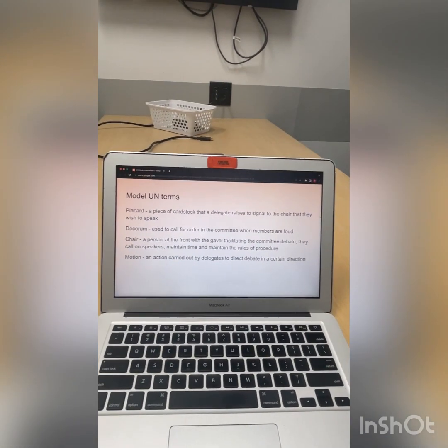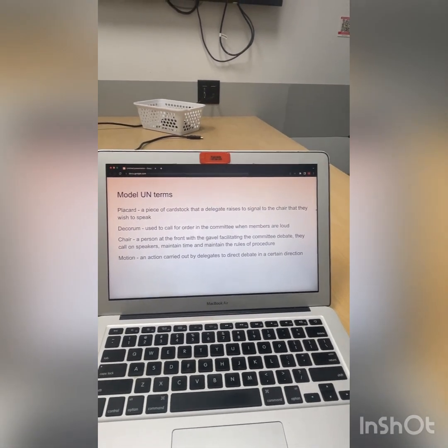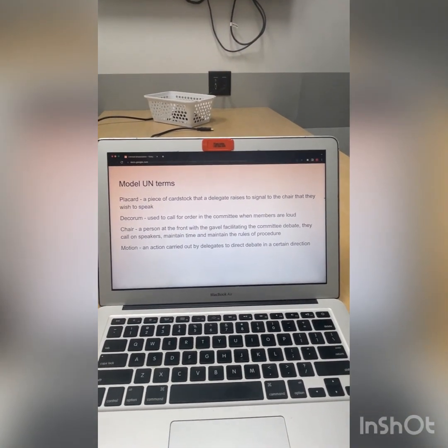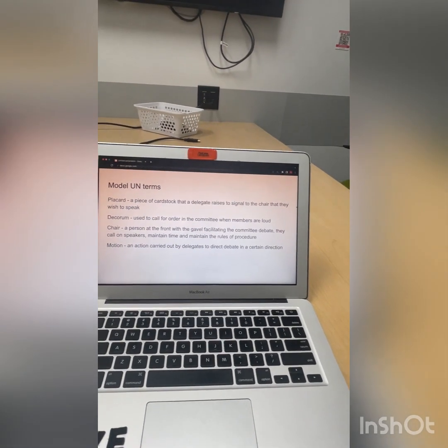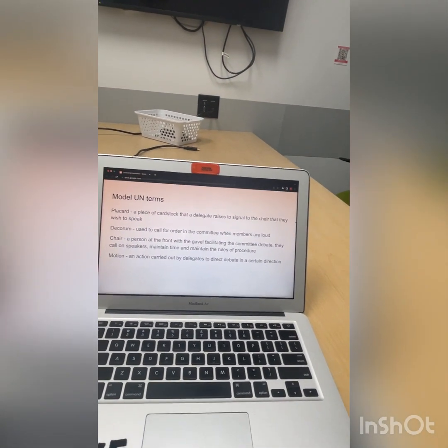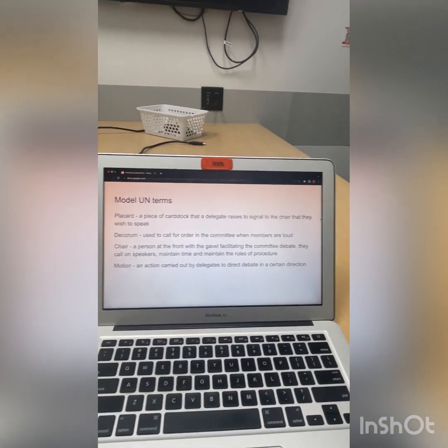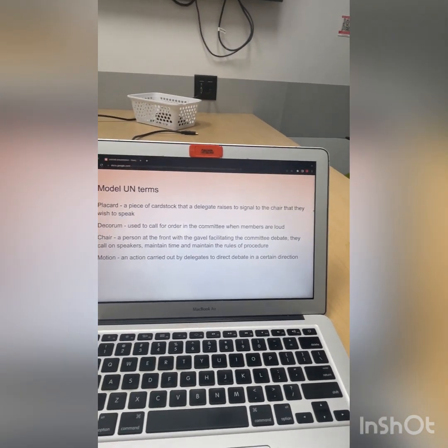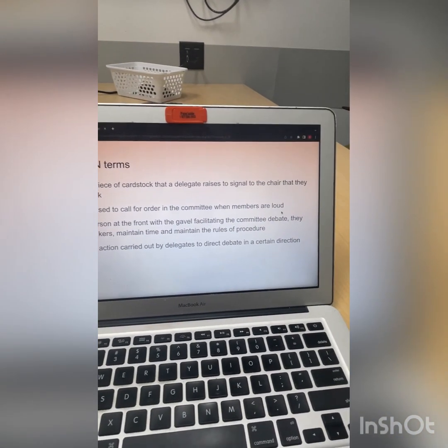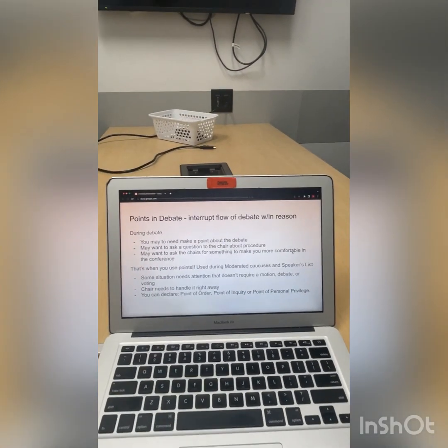And another term that you want to know is motions. So motions are an action carried out by delegates, and they turn the debate in a different direction. So maybe you want a motion for moderated caucuses where you have monitored speaking times, or maybe you want an unmoderated caucus where you have unmonitored and unregulated speaking times. More on that later.